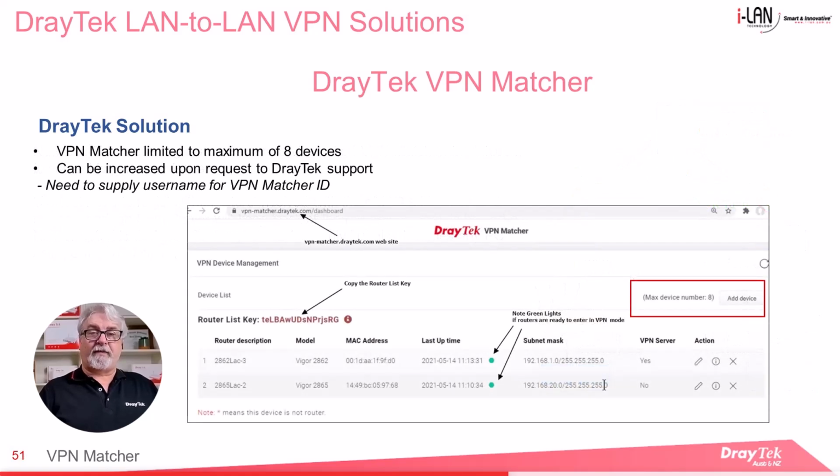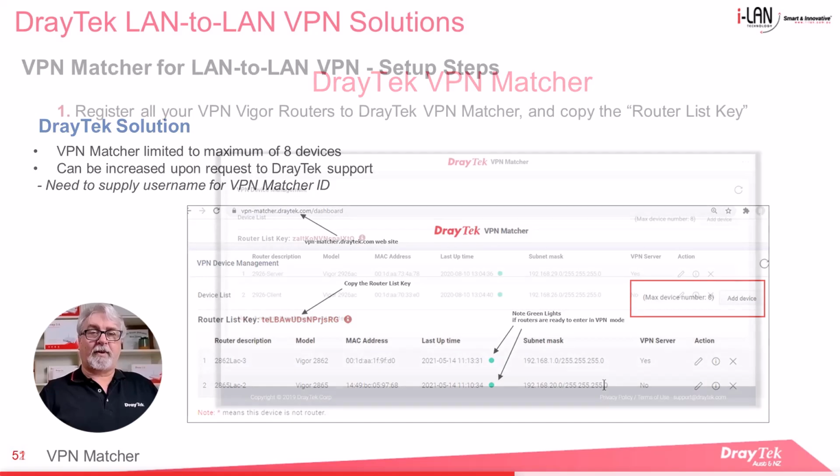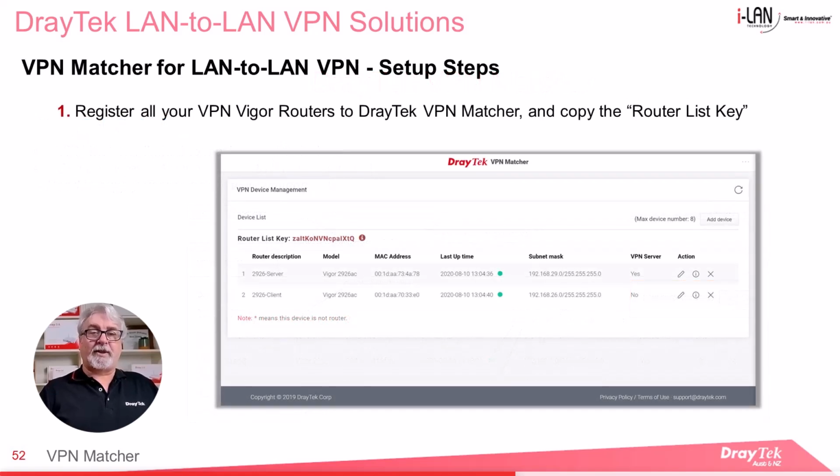A point to note is that VPN Matcher is limited to a maximum of 8 devices, but if you need to add more, just contact us at support and we can arrange for the limit to be increased. DrayTek will need the username that you're using for the VPN Matcher installation, since this is linked to the VPN Matcher ID. There are 4 steps to follow when setting up a LAN-to-LAN VPN using VPN Matcher.